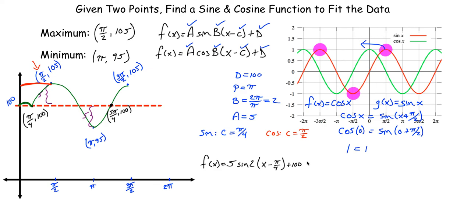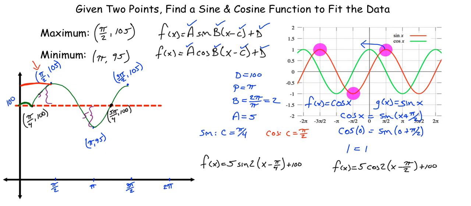For the cosine, we could write f of x is equal to, now again, remember that a, b, and d are the same. The only thing that changes is c. So I can just write 5 cosine 2 x minus blank plus 100. And then we go back and figure out that for the cosine, the shift was pi over 2 units, so that's just x minus pi over 2.